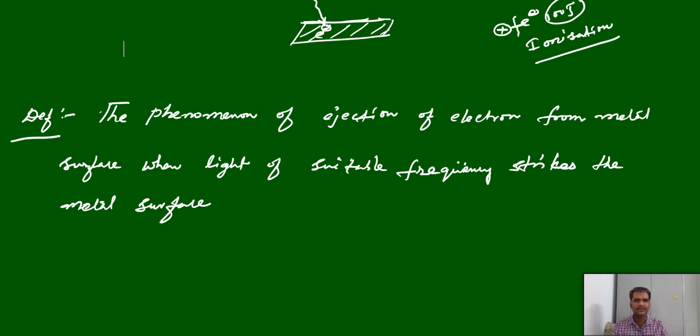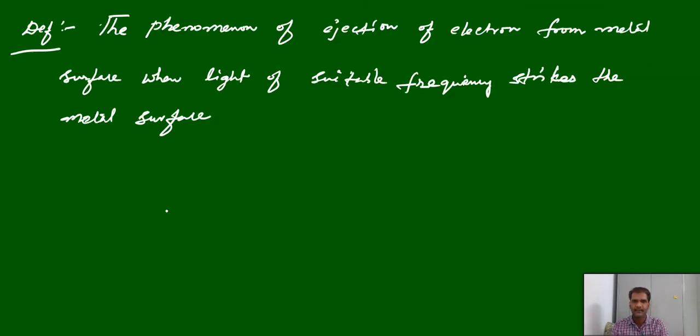Suitable frequency or suitable energy or suitable wavelength, you can take any one. All are the same, a kind of energy unit. Light of suitable frequency strikes the metal surface. And next, some other words here: threshold frequency.